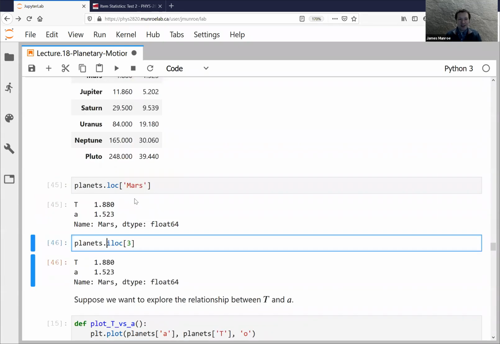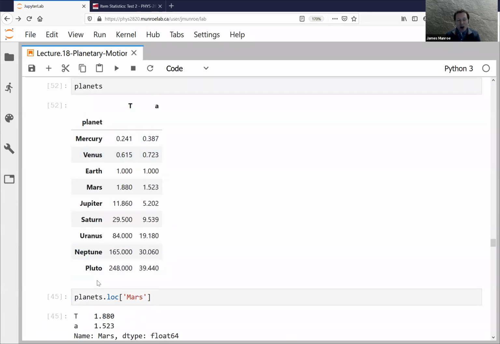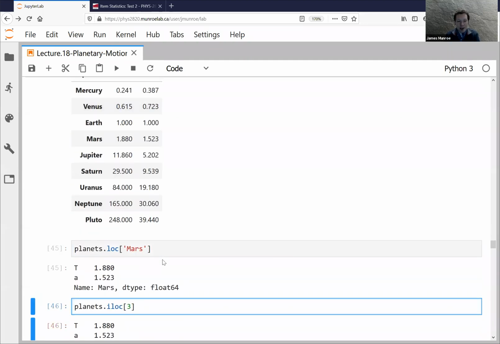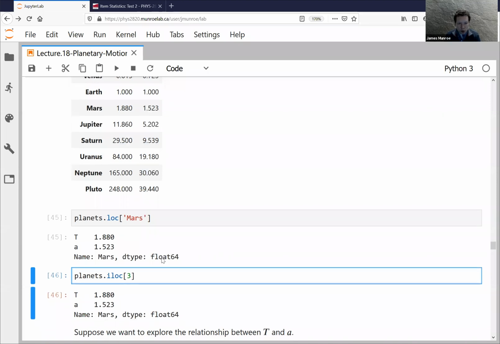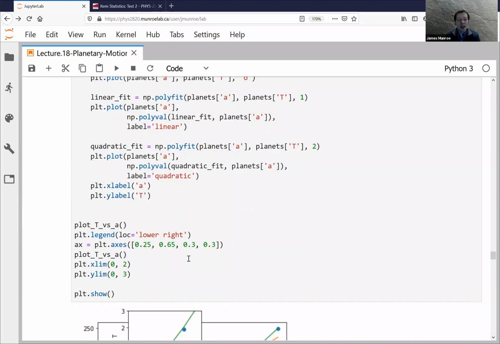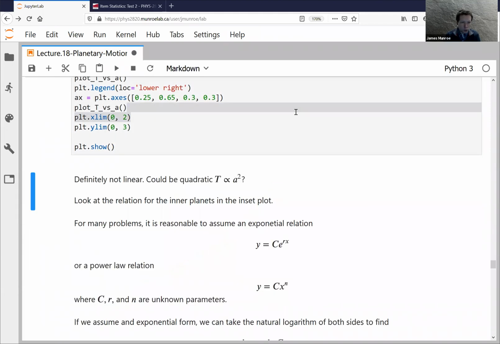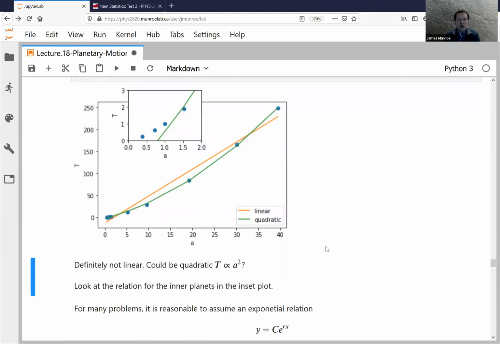Let's take this data and not consider the planets individually, but just consider them all as a set and plot all of the periods versus all of the semi-major axes and look for a relationship between this data. Okay, so here is my plot. Let's say I was trying to explore the relationship between the period T in years and the semi-major axis A in astronomical units. The data is plotted in dots.